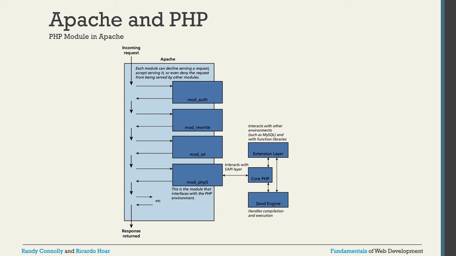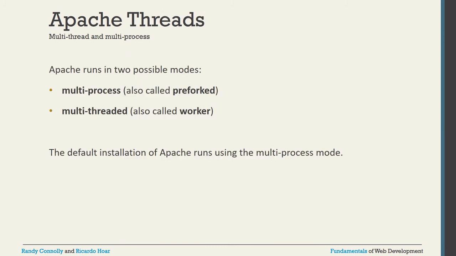So here, the incoming request and the response returned come first, and then there are different parts to manage modules. One more thing to keep in mind: Apache runs in two possible modes. One is multi-process and the other is multi-threads. The default installation of Apache runs using the multi-process mode only.